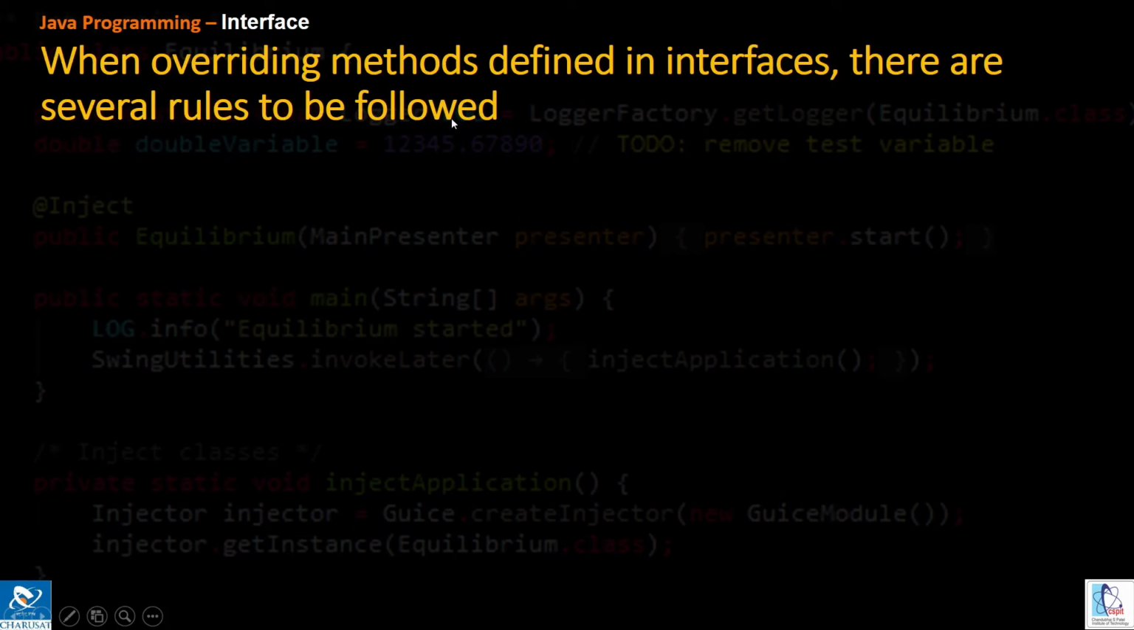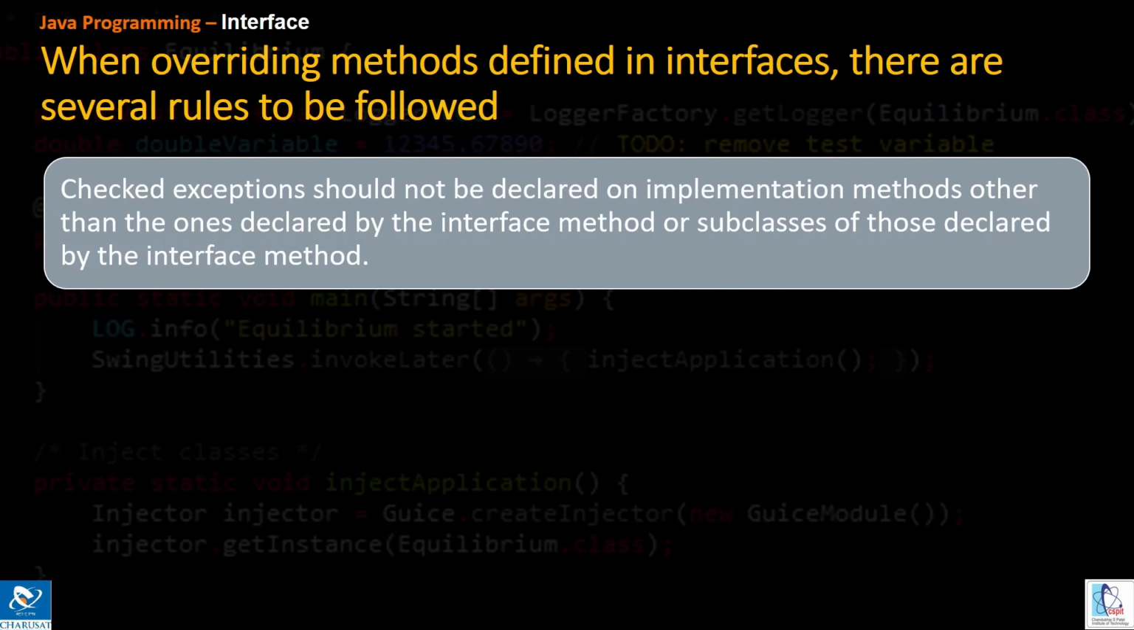When overriding a method defined in interfaces, there are several rules to be followed. Basically, we provide the implementation in the subclass, so that means we are overriding it. The checked exception should not be declared on the implementation method other than the ones declared by the interface method or the subclass of those declared by the interface method.